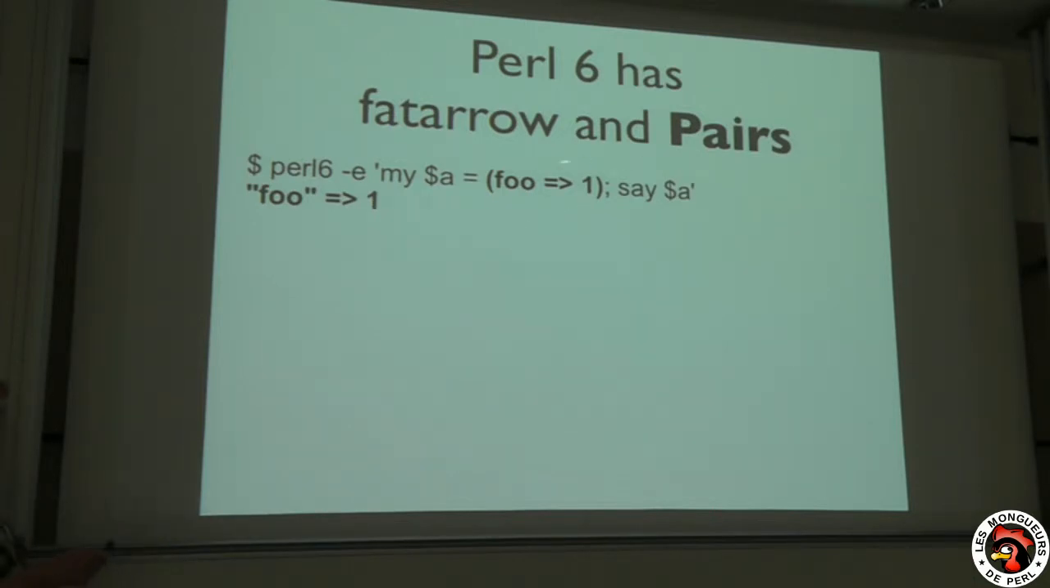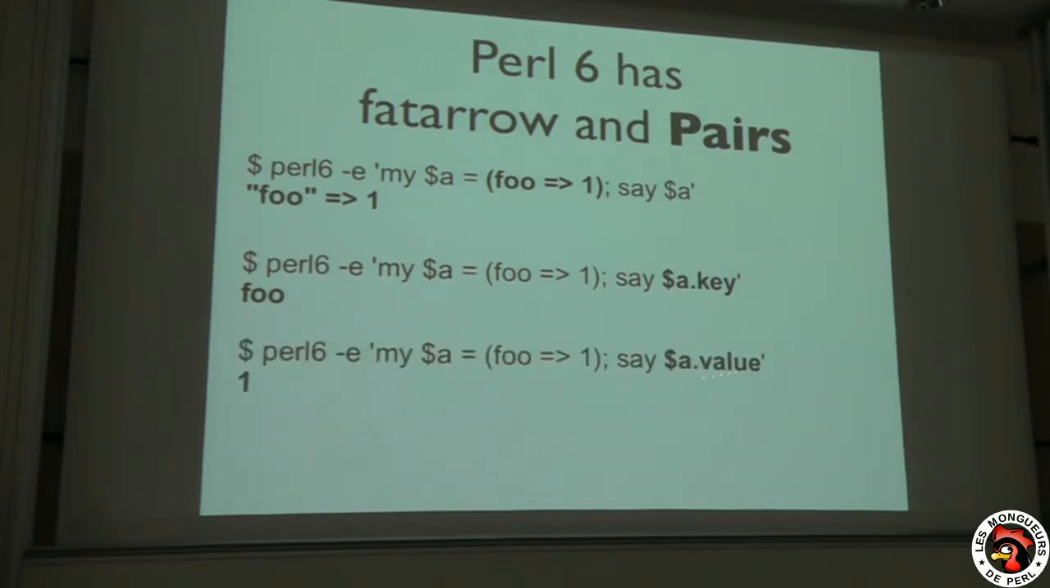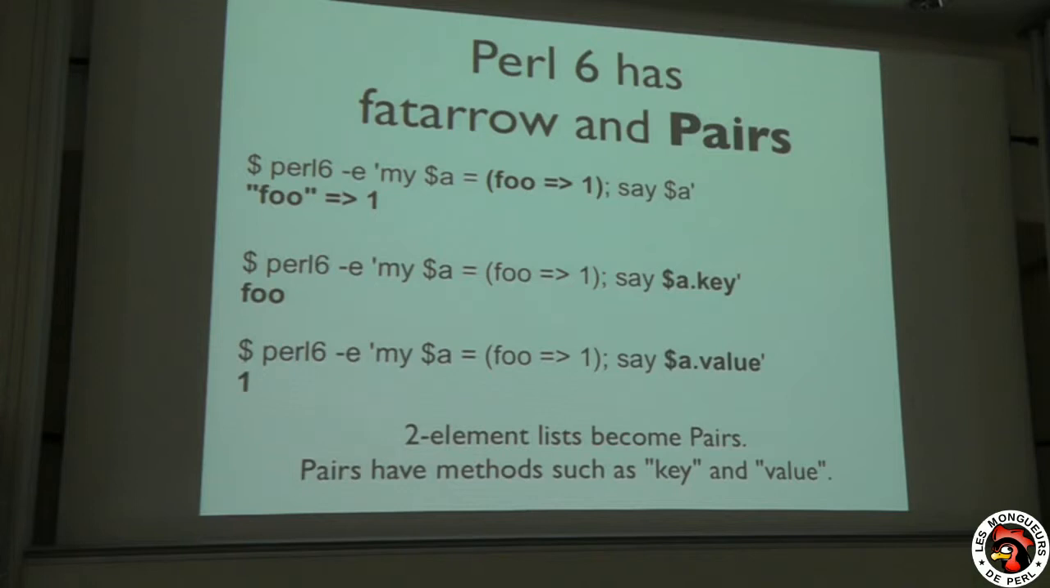So this creates a so-called pair. The pair has a key, true, and it has a value, 1. It's almost like a hash, but it isn't because it's a pair. Right?